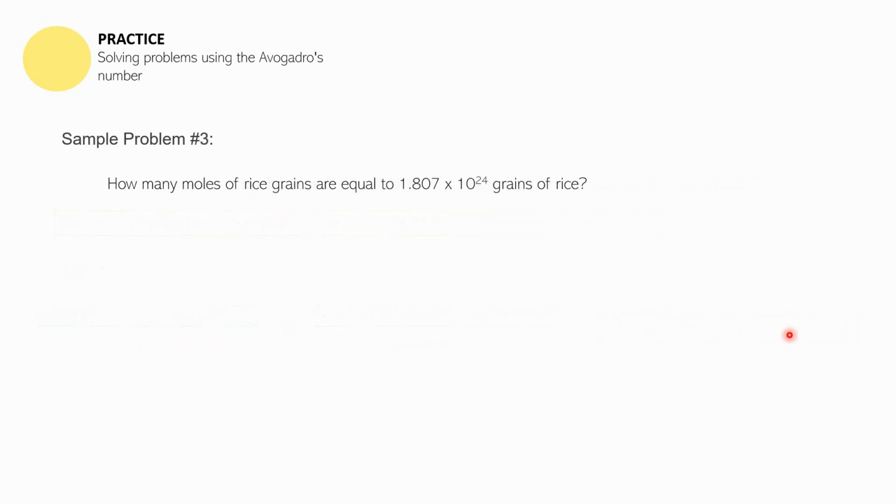Sample problem number 3. So instead of mango, okay, instead of looking for the pieces, for the atoms, for the molecules, for the formula units, we'll be looking now for the number of moles. So ilang moles ang mayroon, moles of rice grains ang mayroon, so 1.807 times 10 raised to the 24th power grains of rice. So, kung meron kang ganito karaming grains ng rice, ilang moles kaya yan?